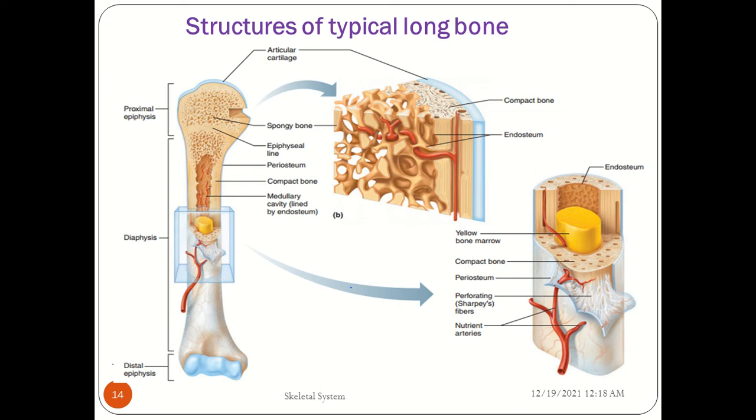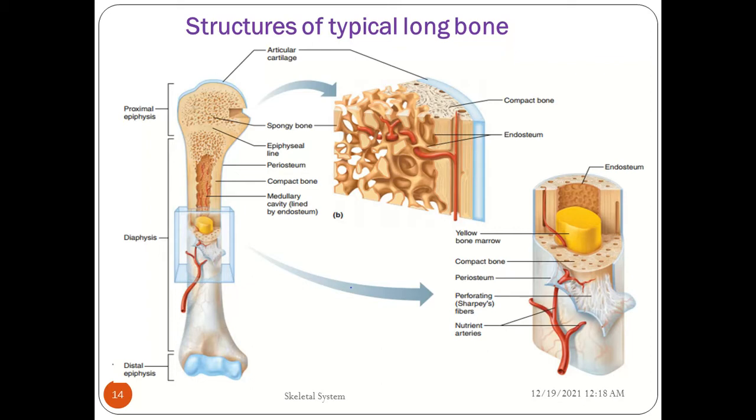Hello everyone. This is the structure of a typical long bone. As we have seen last time, this is a long bone. This is the epiphysis, metaphysis, and diaphysis. This is yellow bone marrow. This is the nutrient arteries. This is articular cartilage.